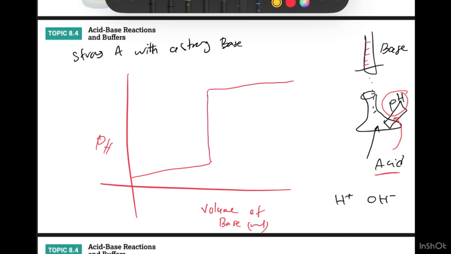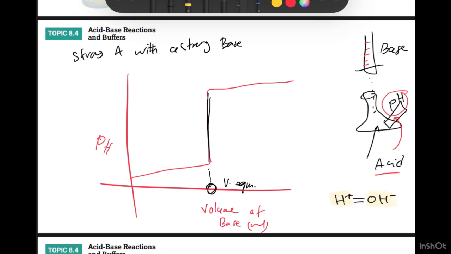So what does this mean? We are reacting H positive with OH negative until they become equal. The point at which they become equal is represented by the vertical line here. If you want to determine the volume at which they become equal, we just look at the vertical line and see the number below it. This number on the x-axis is called the volume of equivalence. So the equivalence point is the point at which the base and the acid have completely reacted with each other, with nothing left behind.